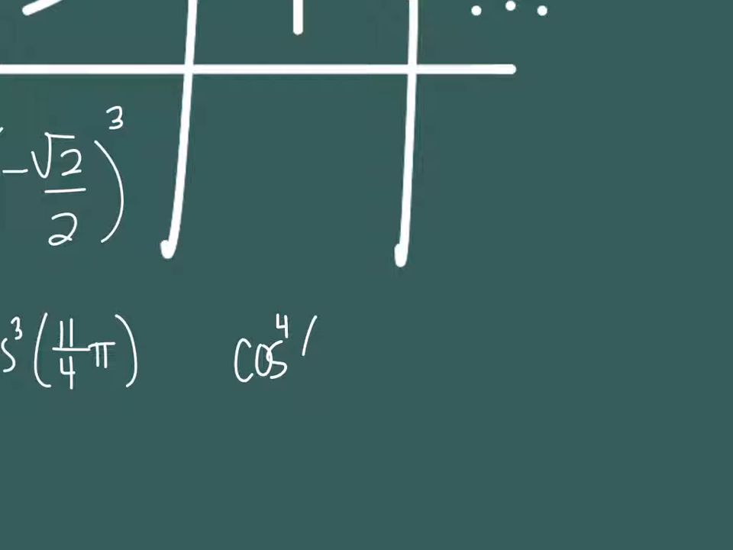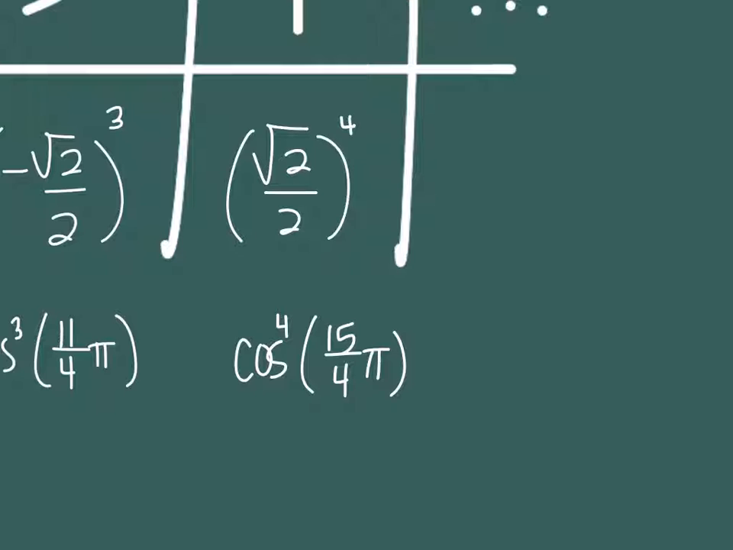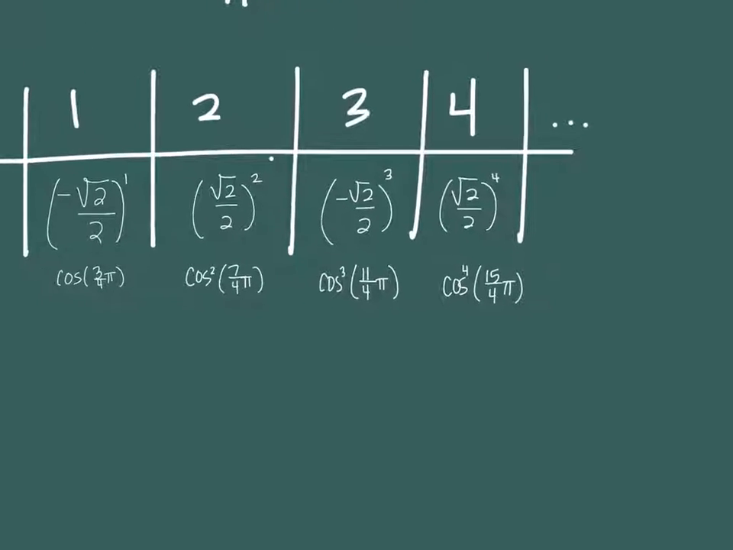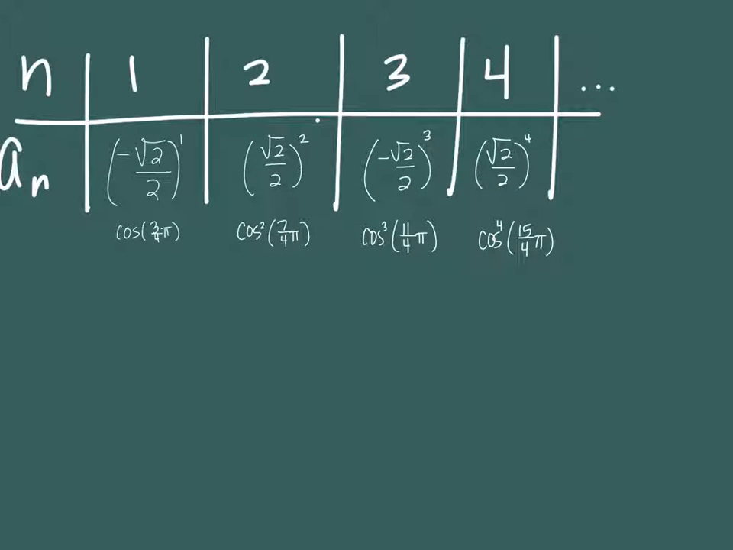If I plug in 4, I'll get 15/4 pi, I'll be back to positive rad 2 over 2 to the 4th. What is the multiplier that's taking me from one term to the next? Negative rad 2 over 2. If I just keep multiplying by negative rad 2 over 2, so my r is negative rad 2 over 2.